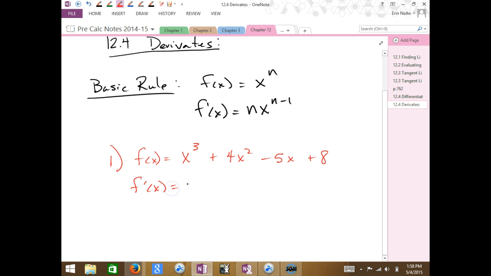If I'm starting with x cubed, I start by putting the exponent into the front. So I would have 3. And then what's my new exponent? Minus 1, so it becomes 2. Okay, so that's the first term. What about the second term? What if I have an already existing 4 in front of it? You multiply. So 4 times 2 is 8.